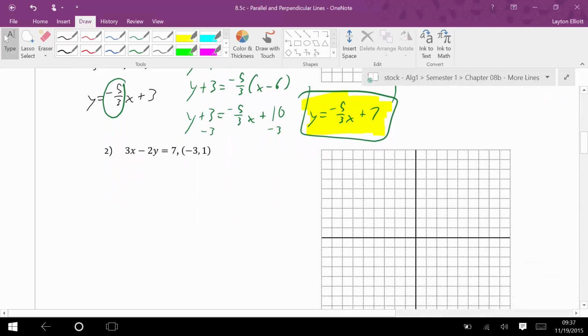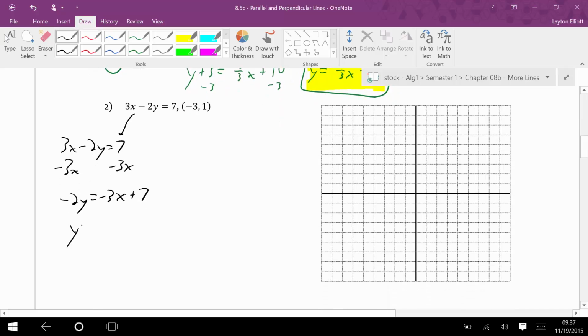Okay, let's try this one. We're going to figure out the slope of this line first. 3x minus 2y is equal to 7. I'm going to subtract 3x from both sides. And I get negative 2y is equal to negative 3x plus 7. I'm going to divide both sides by negative 2. So I get y is equal to 3 halves x minus 7 halves.